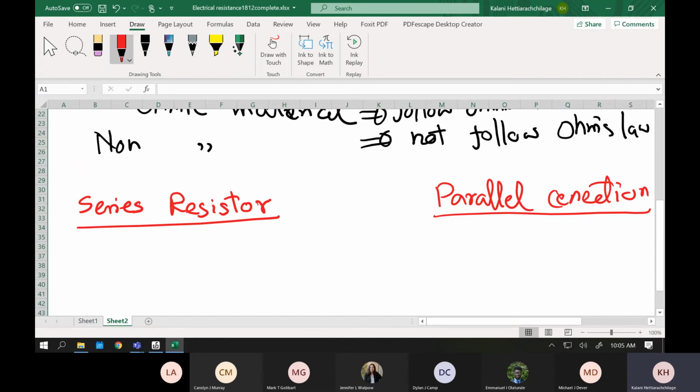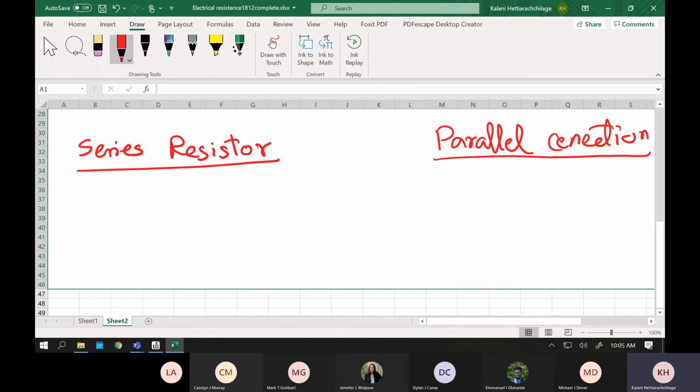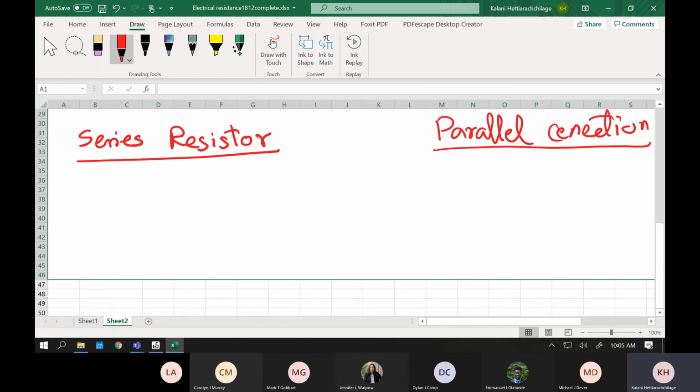Okay. So series resistors means you connect the resistors one by one. That means you have one resistor. That's the symbol for the resistor, if you guys didn't learn it. That can be your light bulb, your laptop, your heater, anything. So that is a resistor, right? A resistor is some kind of device that resists the current.